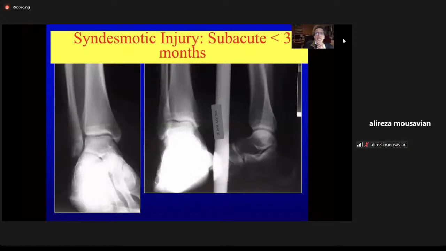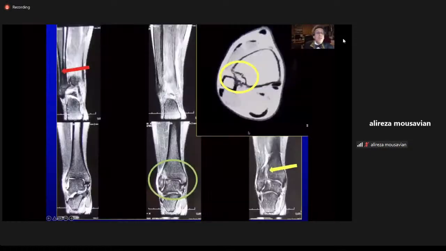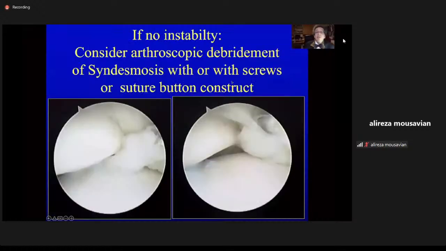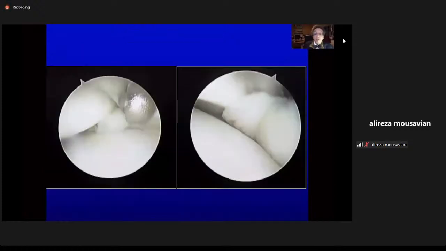I'm going to quickly go through this case. This is a syndesmotic injury. It didn't look so bad. You can see here on the MRI that we did have some edema in the fibula. We had some changes in the ligaments anteriorly and posteriorly. And you can see here that the fibula is not in the incisura. If there's no instability, but the patient has pain, we may do a scope and clean out the space. And then if there's instability, we'll fix it with screws or a suture button construct.